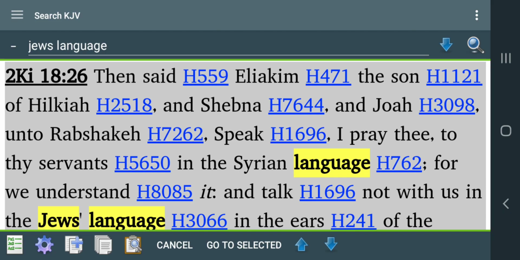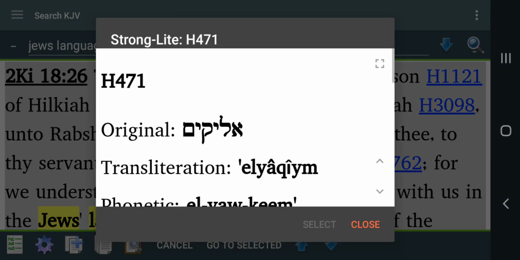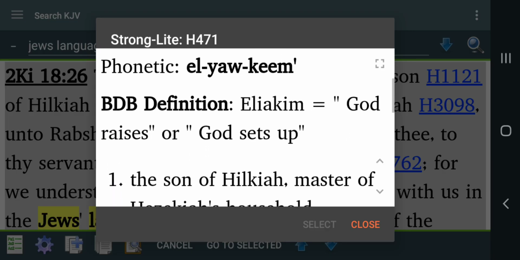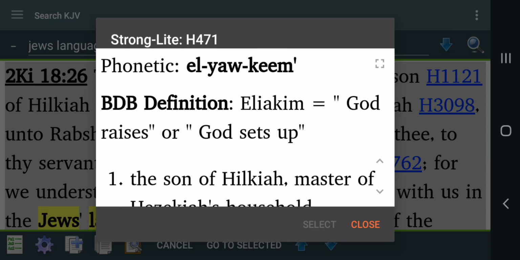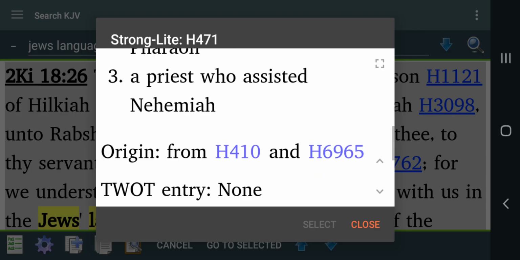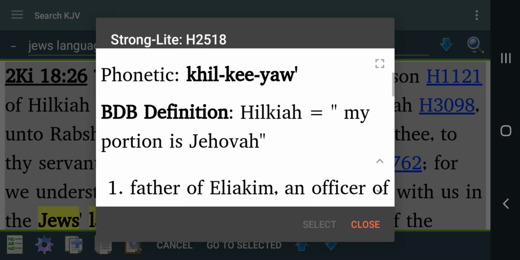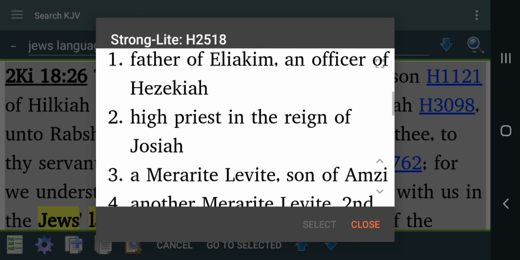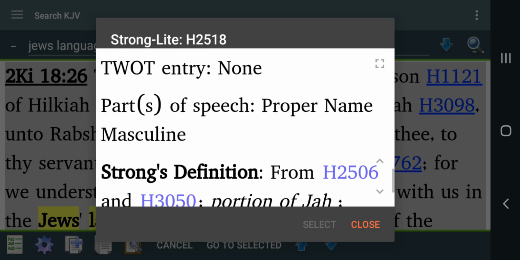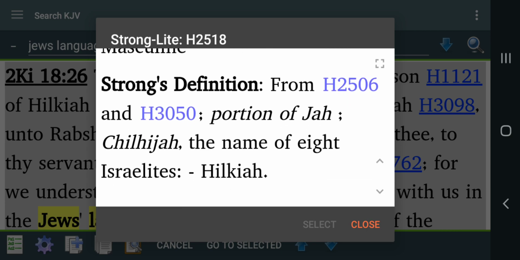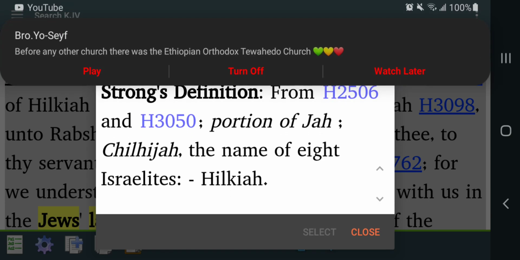But here, 2 Kings 18:26, then said Eliakim. Let's get the Hebrew right here. Eliakim, Almighty God, Yakim, raises. God raises up, God sets up. Then said Yakim, the son of Chilkiah. So we have Yah, he who be, the bigrammaton, also Jah, and the later font types and everything.